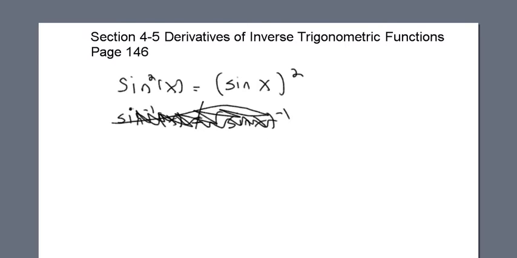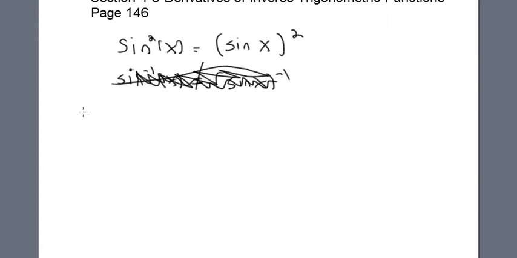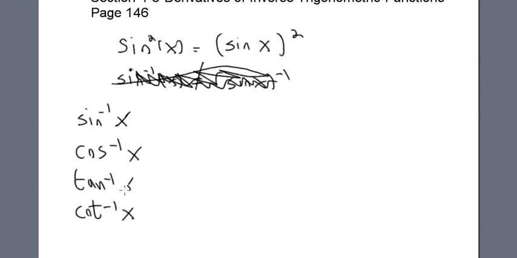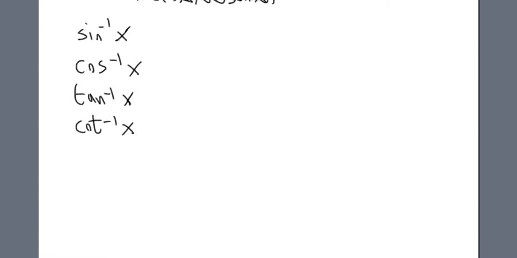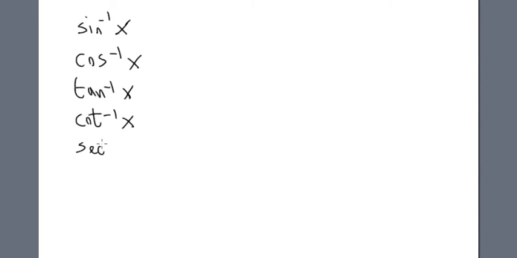Now, that being said, the inverse trig functions are sine negative 1 x, cosine negative 1 x, tangent negative 1 x, cotangent negative 1 x, and so on. Let me write down the other two: secant negative 1 x, and cosecant negative 1 x. So those are our inverse functions. They each have their own issues as far as domain. You can't plug in certain numbers into them, stuff along those lines, which I talked about in class as well.